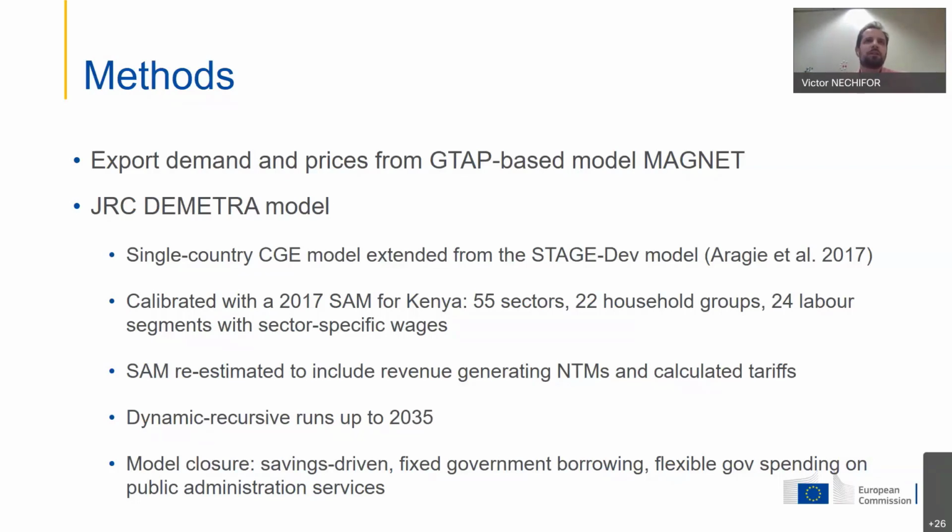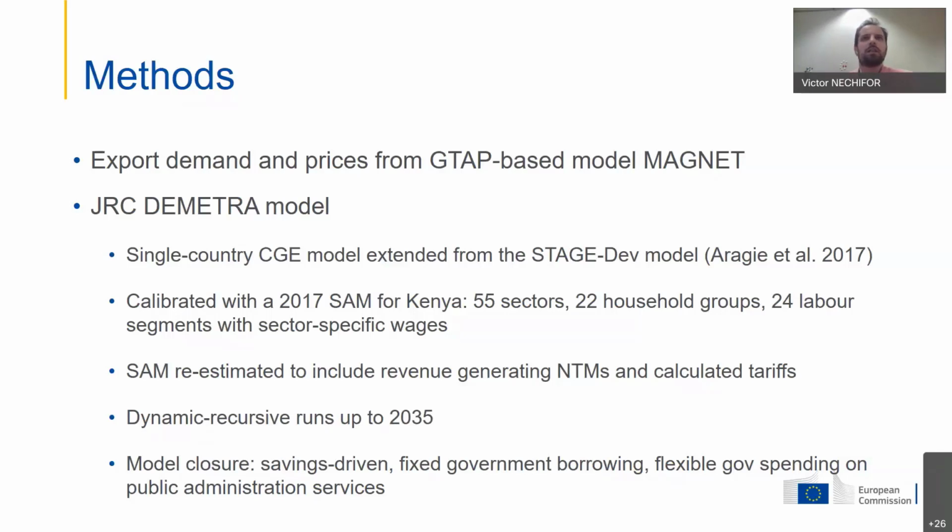Also, we did a bit of work on the SAM side, since SAMs don't really have NTMs. At the beginning, we recalculated the SAM by including the revenue generating NTMs and the calculated tariffs for Kenya.